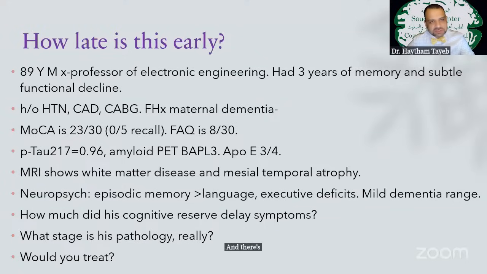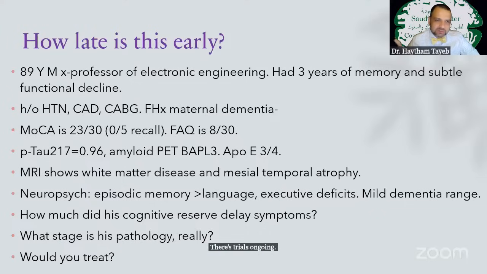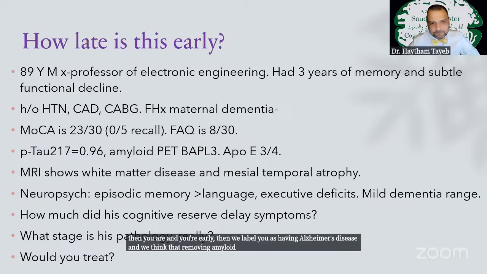And there's still some missing data on this. I think the gist of it is that if you live long enough with amyloid, the amyloid cascade hypothesis leading to neuronal injury is going to eventually lead to clinical symptomatology. So the impactful question here: if somebody has amyloid and they don't have clinical symptoms, would you treat amyloid? The answer is no at the moment. There are trials ongoing to look at pre-symptomatic individuals who have amyloid and see what their long-term outcomes are. But at the moment, if you have amyloid and you have some cognitive syndrome, and you're early, we label you as having Alzheimer disease, and we think removing amyloid is appropriate.